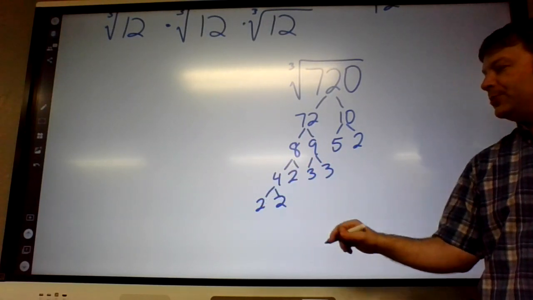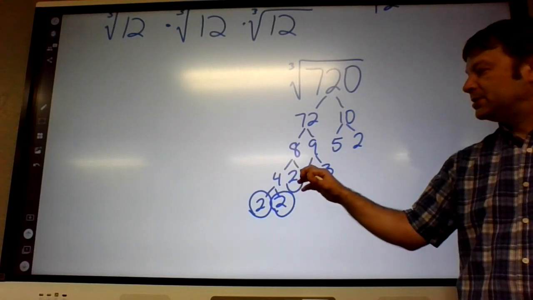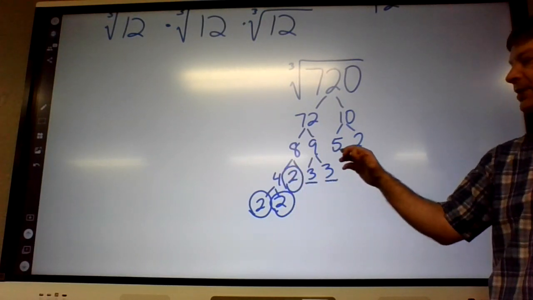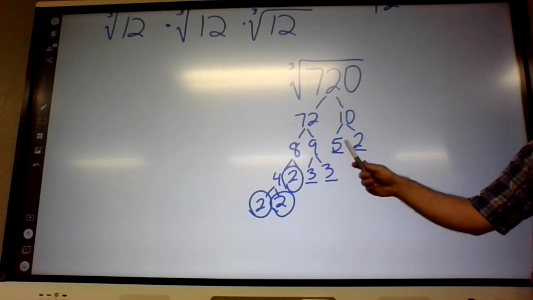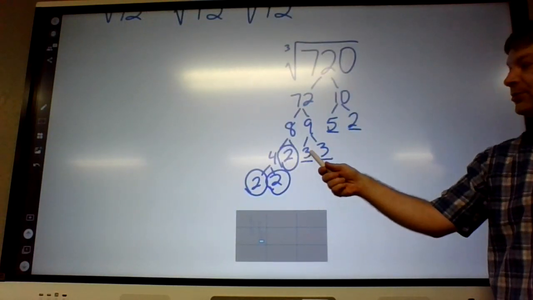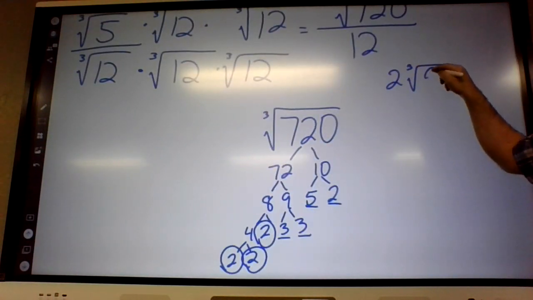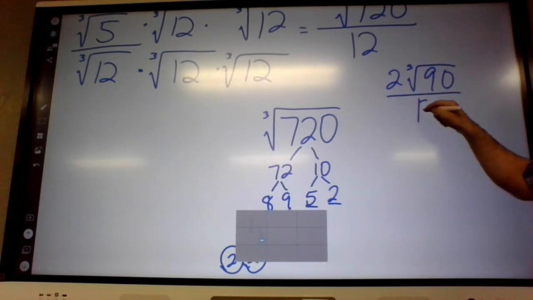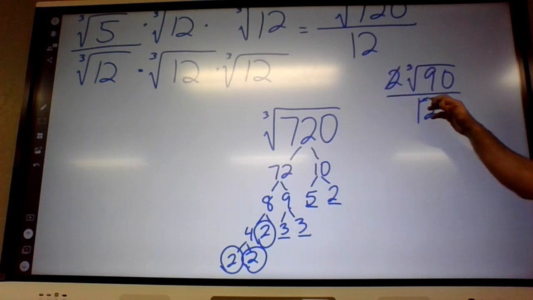Okay, since this is a cubed root, we need to take out a triple. So a 2 comes out, that's the only triple, and all this stuff is left behind. You multiply the rest: 3 times 3 is 9, 5 times 2 is 10, 10 times 9 is 90. So 2 comes out, cubed root of 90 is left behind. And then the 2 and the 12 reduce here.